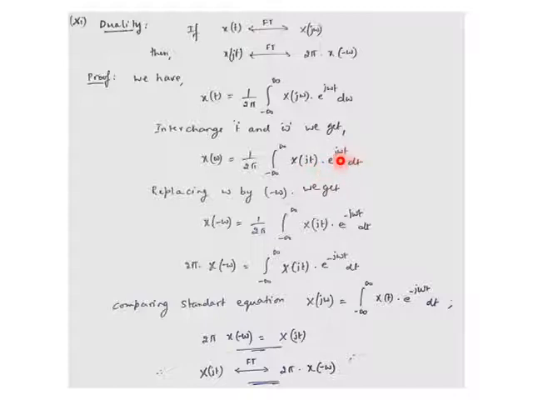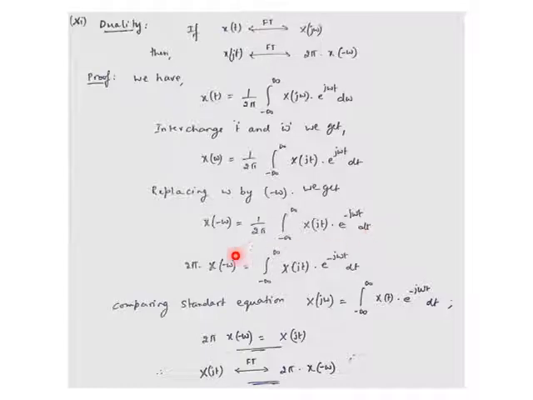I can also write e to the power j omega t, no problem, dt. Instead of d omega we have dt. So next we replace omega by minus omega. Omega by minus omega, we get x of minus omega is equal to 1 by 2 pi integration minus infinity to infinity x of jt as it is into e to the power minus j omega t dt.